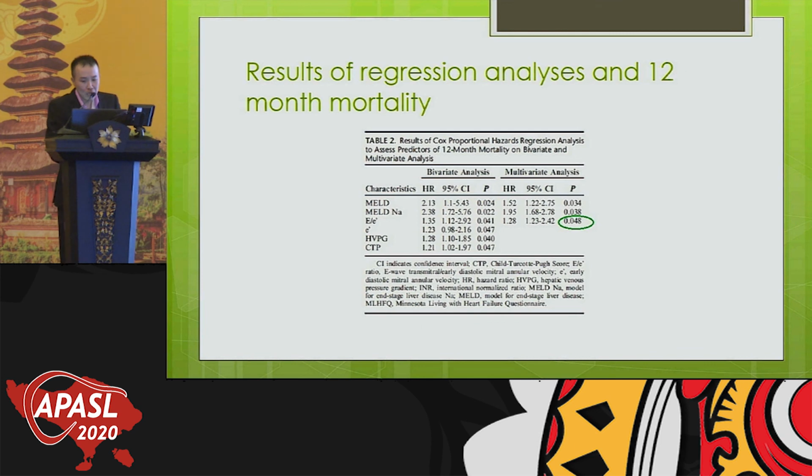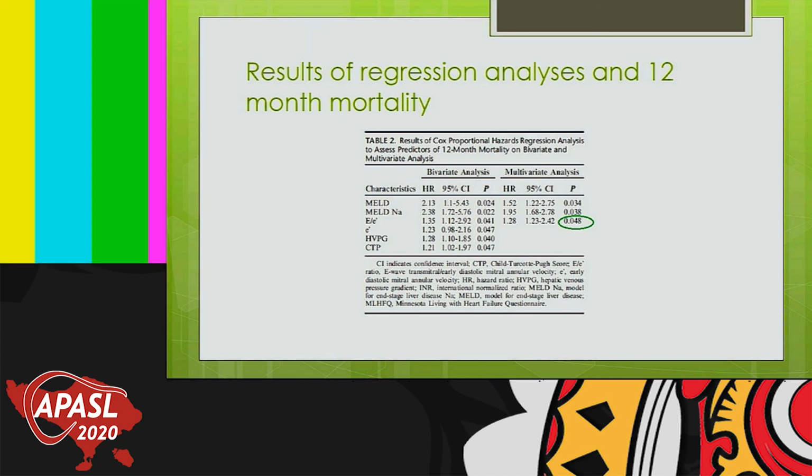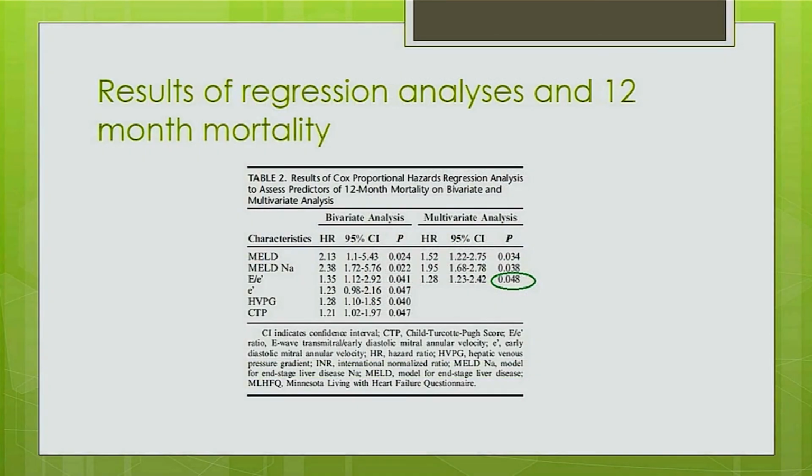the mortality, they looked on bivariate analysis at MELD and MELD sodium, which I'm sure many of you are aware of. That's where you incorporate MELD and sodium because some of the patients with cirrhosis and hyponatremia have a worse mortality compared to those with normal sodium levels. MELD and MELD sodium were found in bivariate and multivariate analysis to, of course, be related to mortality, which is not surprising. But what is very interesting is that E to E prime ratio is related to mortality, even on multivariate analysis. So very important there.